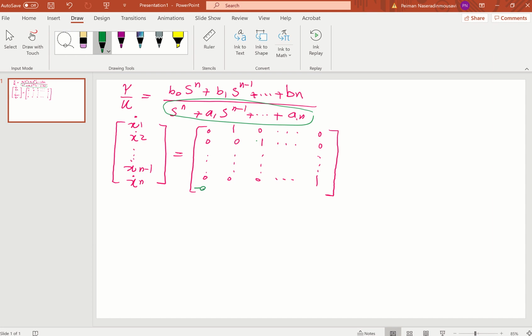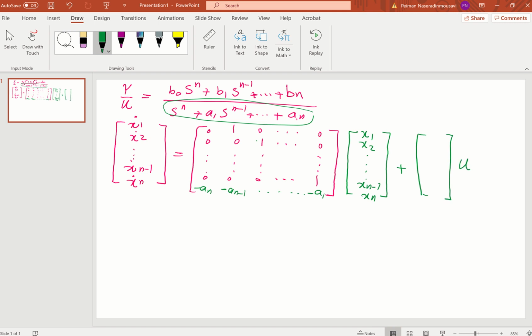From here we have minus an, minus an minus 1, until minus a1, and obviously multiplied by your state variables x1, x2, xn minus 1 and xn, plus bu. So this is, as I talked in the previous slide, the B matrix for the SISO system, and this is that A matrix. We get it.